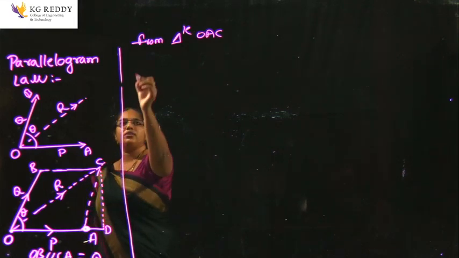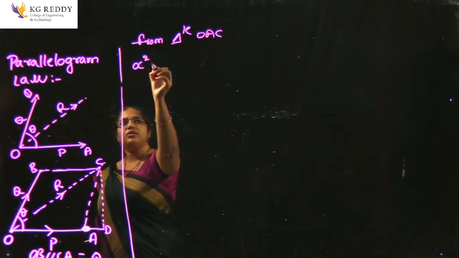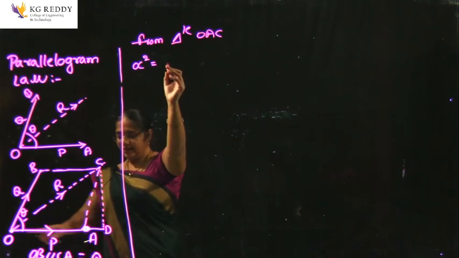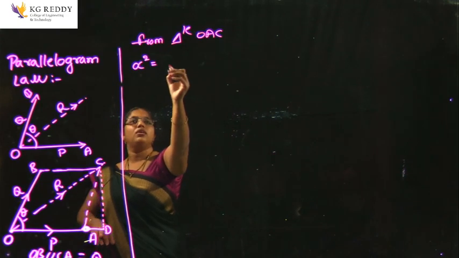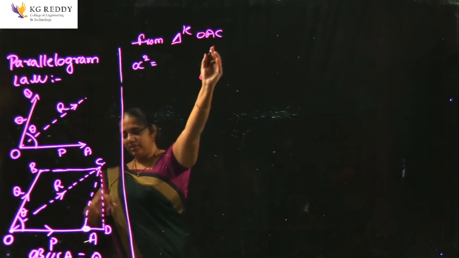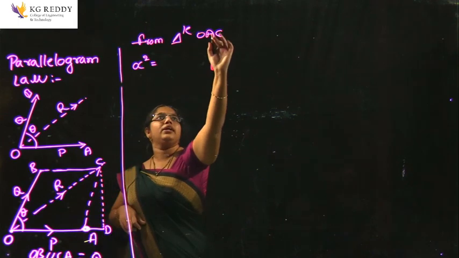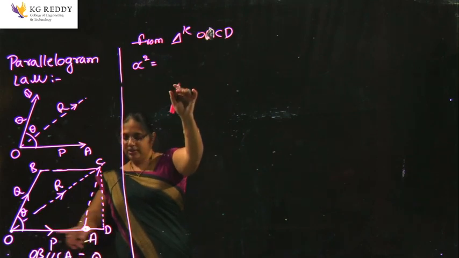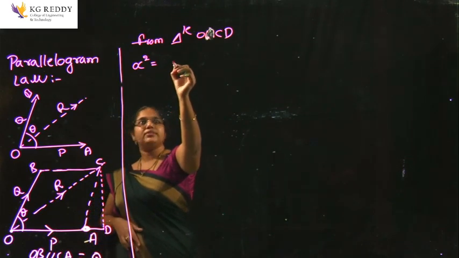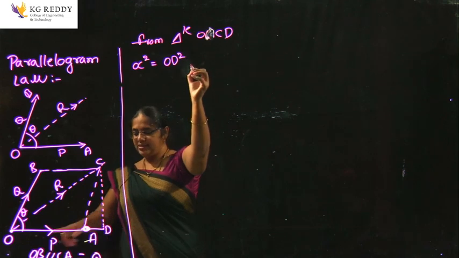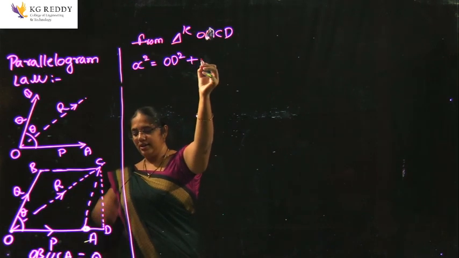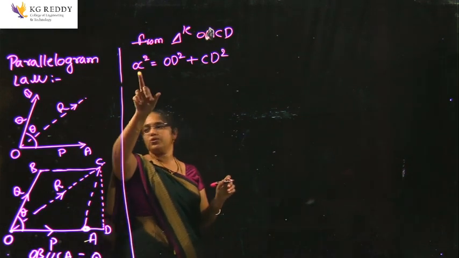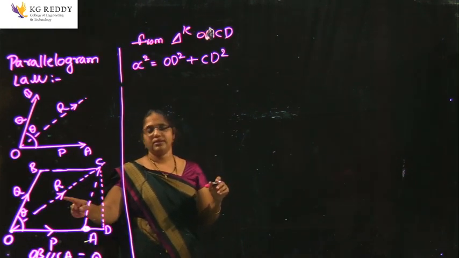What we can write? I want the resultant, right? Sorry, here we will assume the triangle OCD. Okay, so that means OCD. From this triangle I can write OD square plus CD square, right. From this, OC is nothing but R, so directly we can find the resultant R.